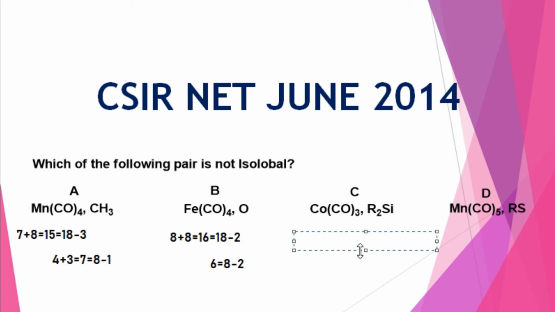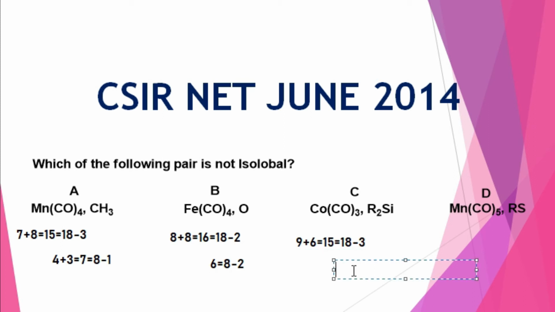So next move on to Co(CO)3, where cobalt has 9 electrons in its valence shell plus 3 carbonyls, so 6 electrons, so you get 15, which can be written as 18 minus 3. So 3 electrons are needed to fulfill its valence shell. And now silicon is in the same group as carbon, so it has 4 electrons in its valence shell, plus in R2Si each alkyl group donates 1 electron to the silicon, so you get 2, which equals 6, which can be written as 8 minus 2. So Co(CO)3 and R2Si are not isolobal to each other.